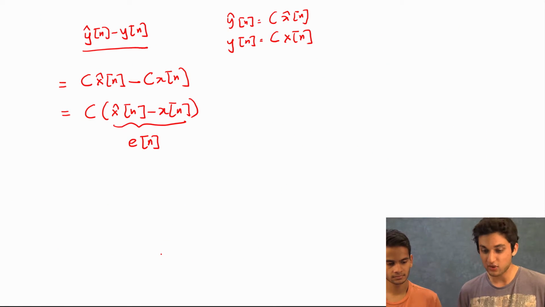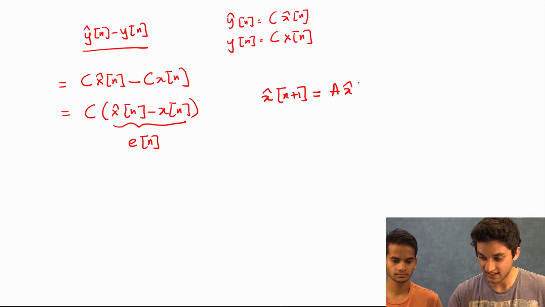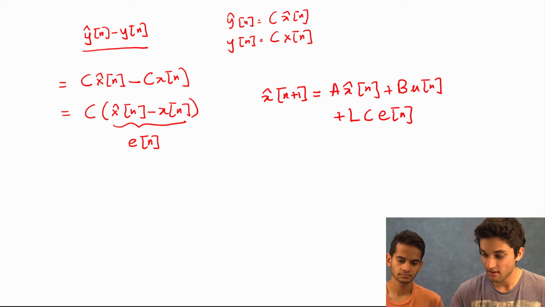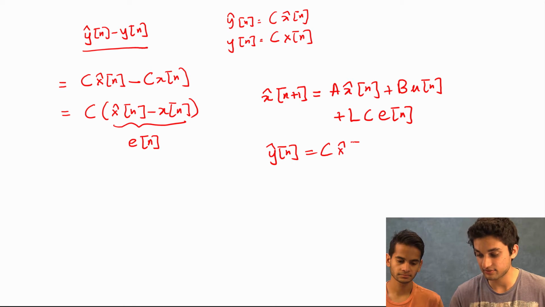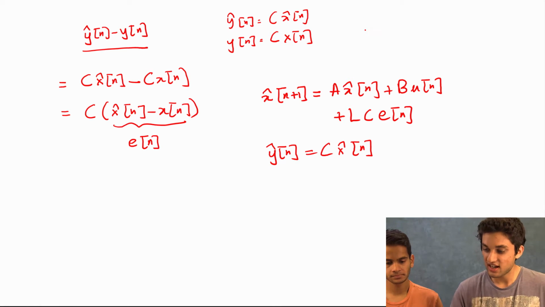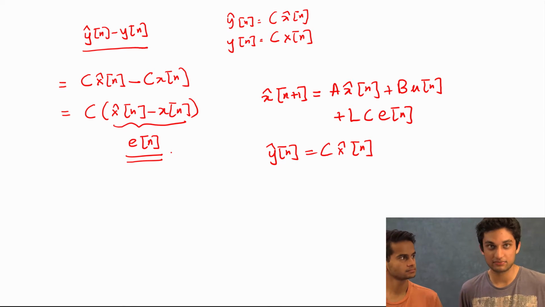Cool. So going back to the last slide, we have our estimate system, or observer system, to be x hat of n plus 1 is equal to A x hat of n plus B u of n plus LC times e of n, and y hat of n is equal to C x hat of n. Cool? So let's try and get everything in terms of e of n, because we want to get the error to 0, so might as well localize to that error.